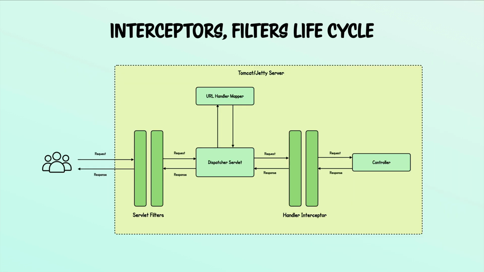Now let's look at how servlet filters and interceptors fit within the application lifecycle. Whenever a request is made by the user, the request first reaches the servlet filter, and then the request is forwarded to the dispatcher servlet. The dispatcher servlet then sends the request to the interceptor, and after all the interceptors are executed, it is passed to the controller.